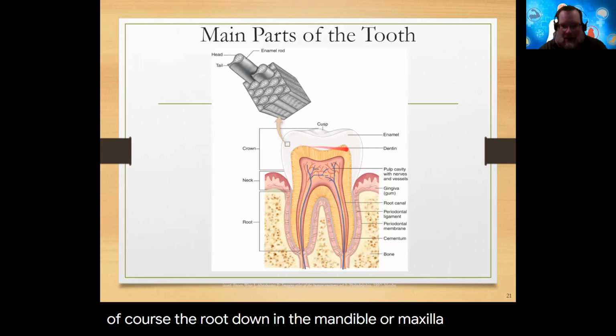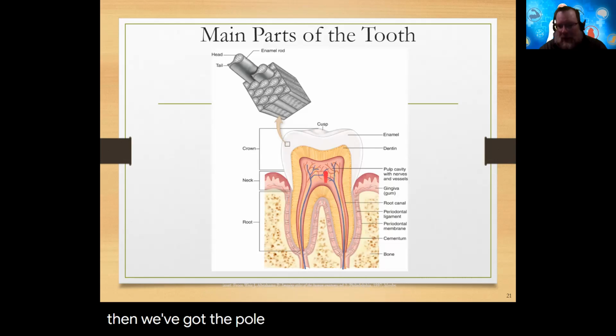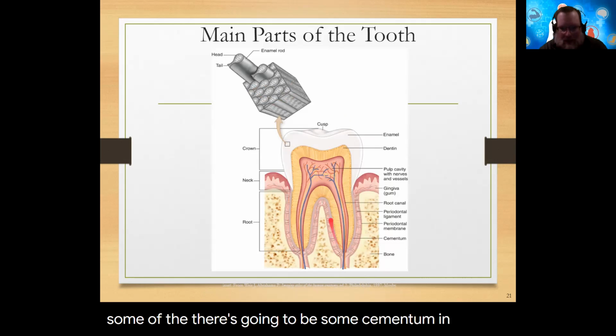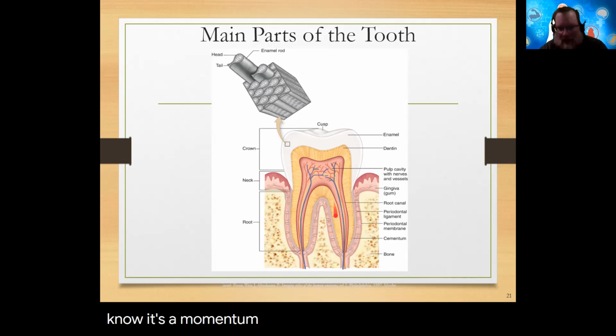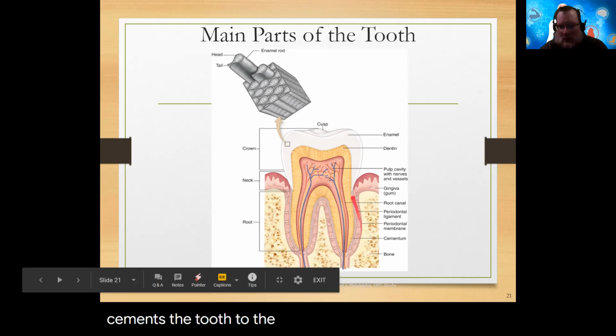Okay, so we've got the enamel, and then there's some dentin, and then we've got the pulp cavity. So enamel, oh, this is kind of cool. They blew up, show you the enamel rods and some of the cementum. Cementum's going to be down here. That's what cements the tooth to the bone.